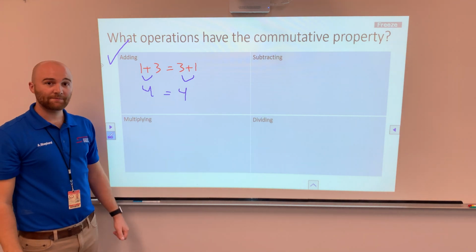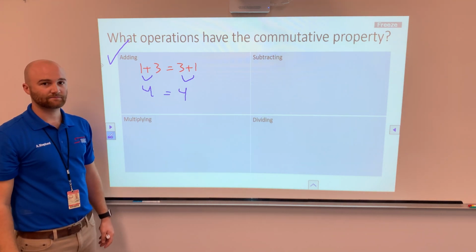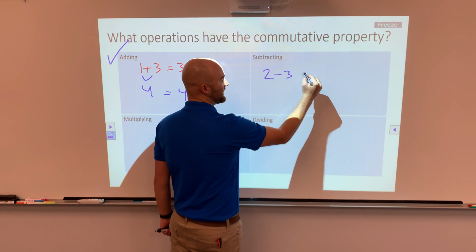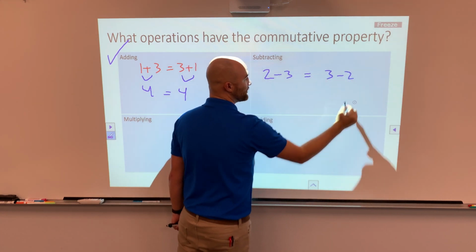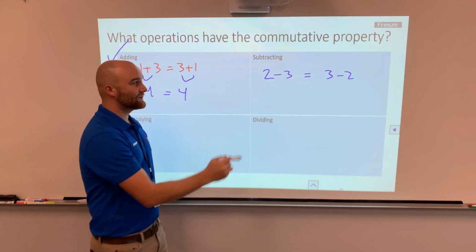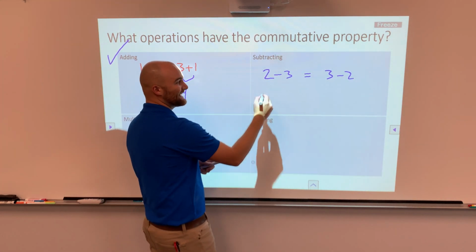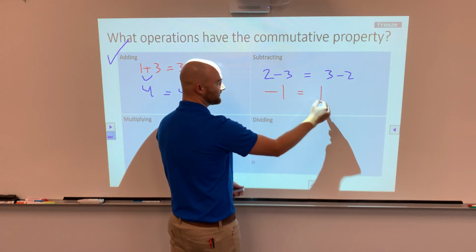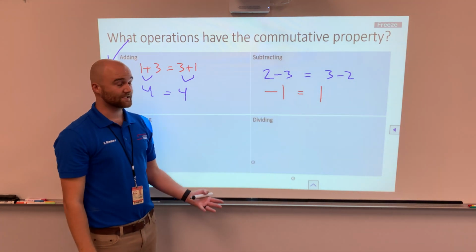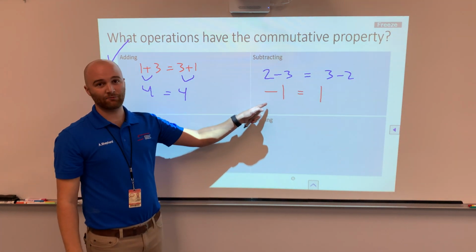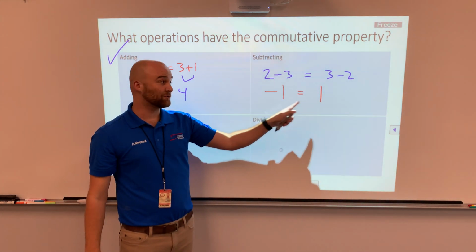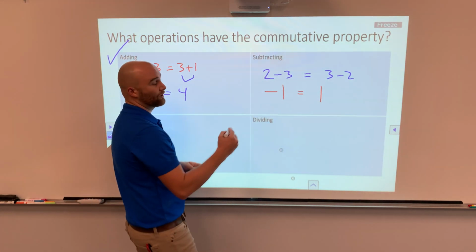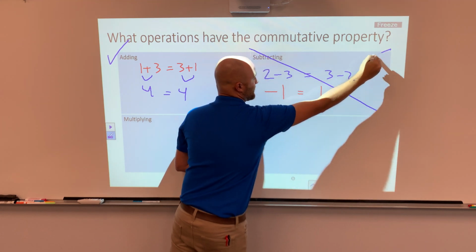Let's look at subtracting. Thumbs up or thumbs down. Do you think it's going to work for subtracting? Well, let's try. If I said 2 minus 3 and 3 minus 2, let's see if those are both equal. If I do 2 minus 3, I get negative 1. If I do 3 minus 2, I get regular 1. Are negative 1 and 1 the same? No. You'd rather have $1. If you have negative $1, you owe me some money. So, subtracting, it doesn't work. We're going to put a big old X across subtracting.